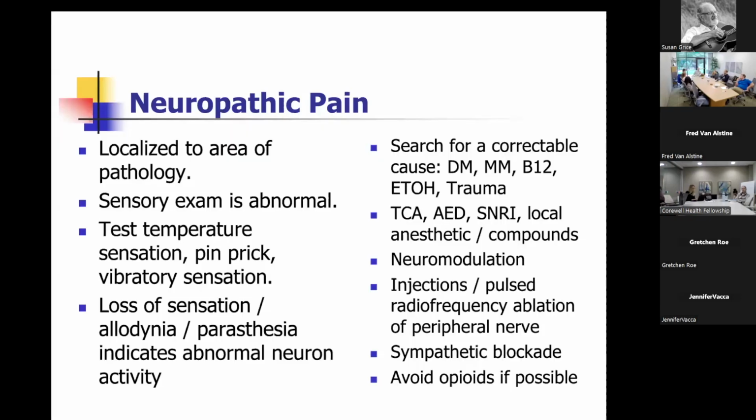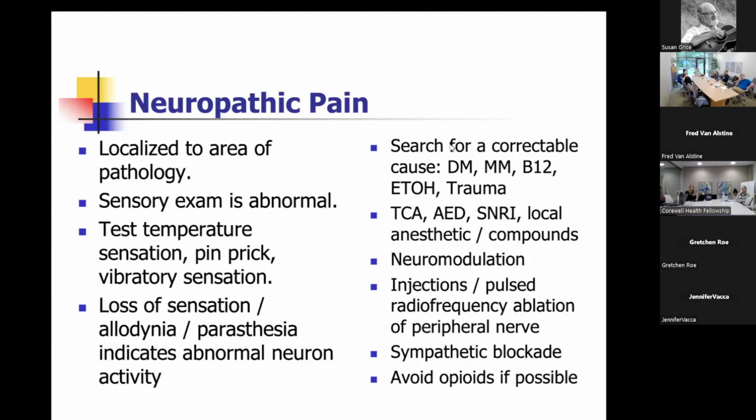Because you won't know a lot of this anyway. In terms of neuropathic pain, again, there can be loss of sensation. There can be some allodynia and paresthesias, which we'll talk about a little bit more in the central pain slide. When you have neuropathic pain, especially peripheral neuropathies, search for a correctable cause. It might be diabetes, multiple myeloma, B12 deficiency, alcoholism, or trauma. Those sorts of things can contribute to neuropathic pain as well.